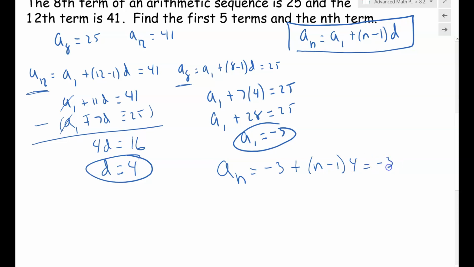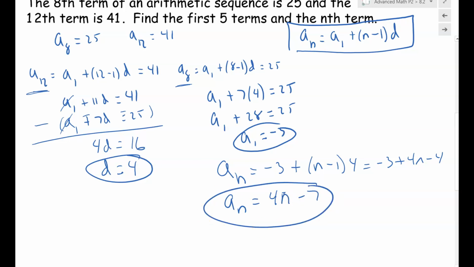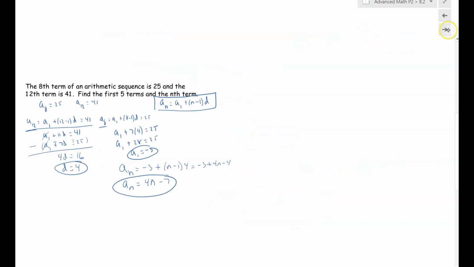Distribute so we can get it simplified a little bit. All right, and so my nth term is going to be 4n minus 7. Okay. All right. Again, I could have plugged in over here. If I'd have done that, I would have had a1 plus 11 times 4, which is 44. Subtract, you still get -3. All right. So I'm going to do the next problem. It's very similar. We're going to try to cut to the chase.